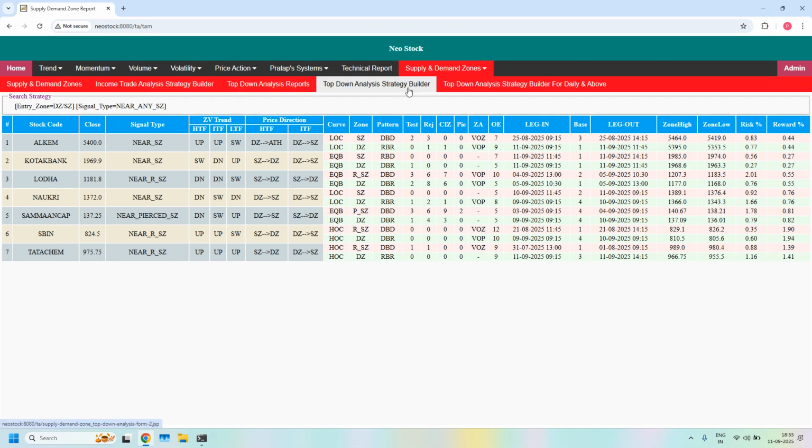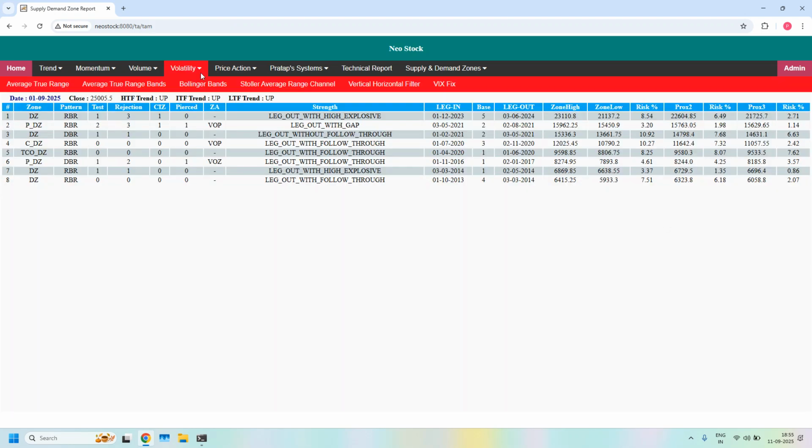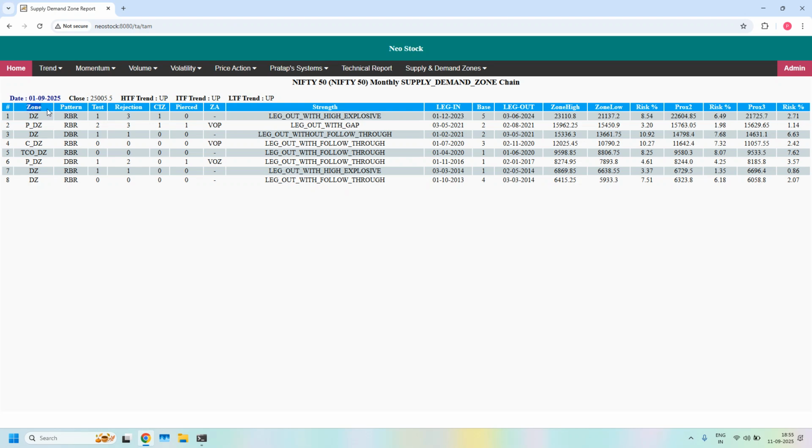Next, I'm generating NIFTY, BANKNIFTY supply demand zone chain reports. First, I'm generating monthly supply demand zone chain for NIFTY. And remember, in any supply demand zone chain, always look into the zone column to find the high liquidity zones, the pierced column for pierced zones, and LTF trend for finding the trend of the current time frame. And you already learned one time frame higher is ITF, one more time frame higher is HTF.